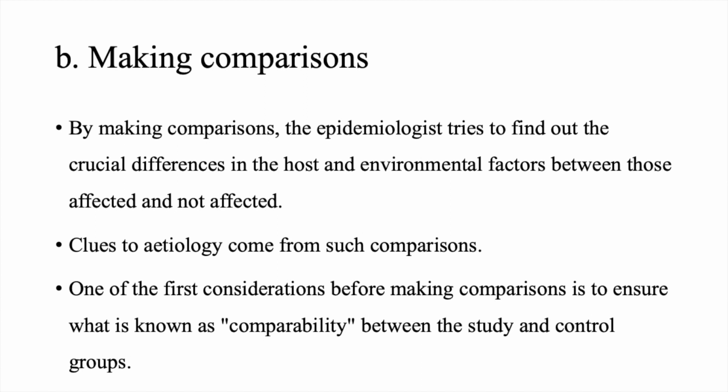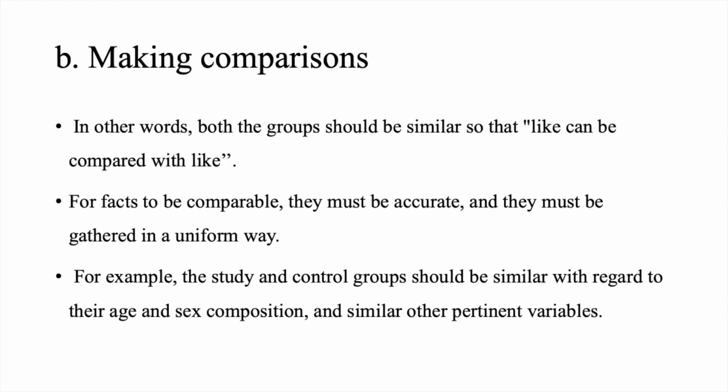One of the first considerations before we start making comparisons is that we must ensure the groups or individuals we are comparing have comparability. In other words, both groups should be similar so that like can be compared with like. For facts to be comparable, they must be accurate and gathered in a uniform way. For example, the study and control groups should be similar with regard to age, sex, and other pertinent variables which you are going to measure.